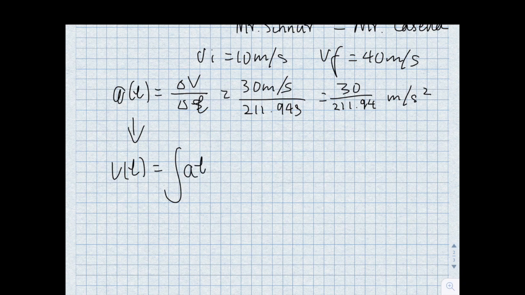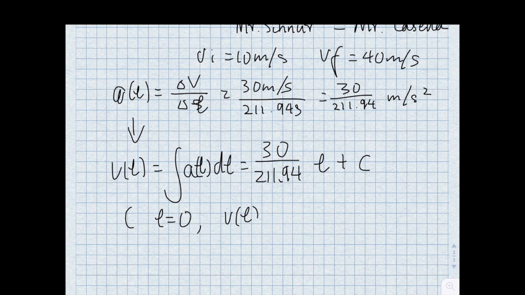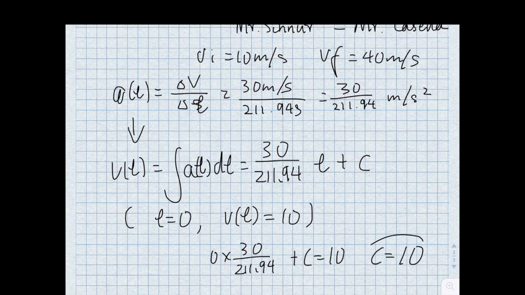The velocity function equals the integral of the acceleration function, so integrating a(t) equal to 30 over 211.94 gives 30 over 211.94 t plus c, the constant. When t equals 0, Mr. Casella has an initial velocity of 10. Applying the given t and v(t) values to the v(t) function, we find that c equals 10.